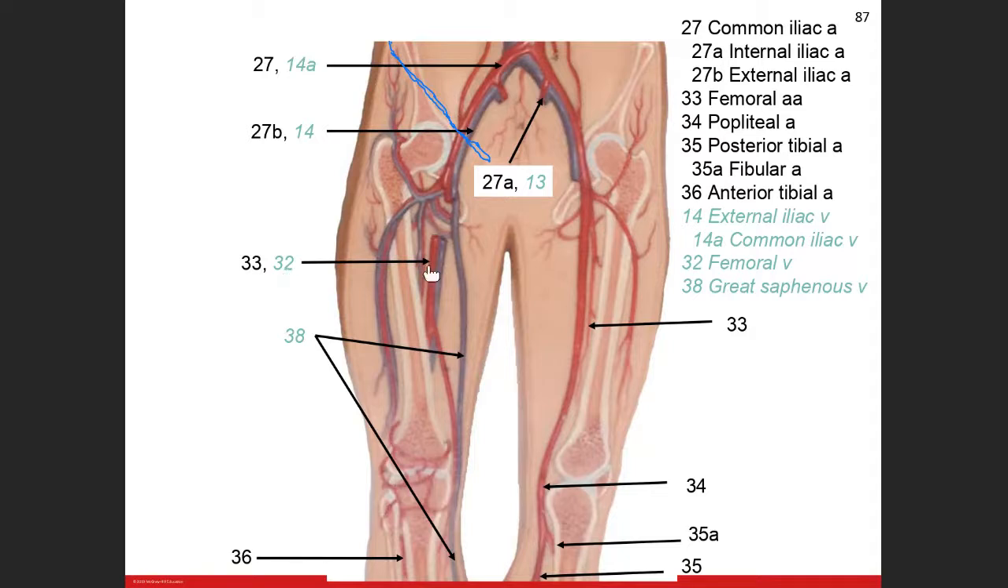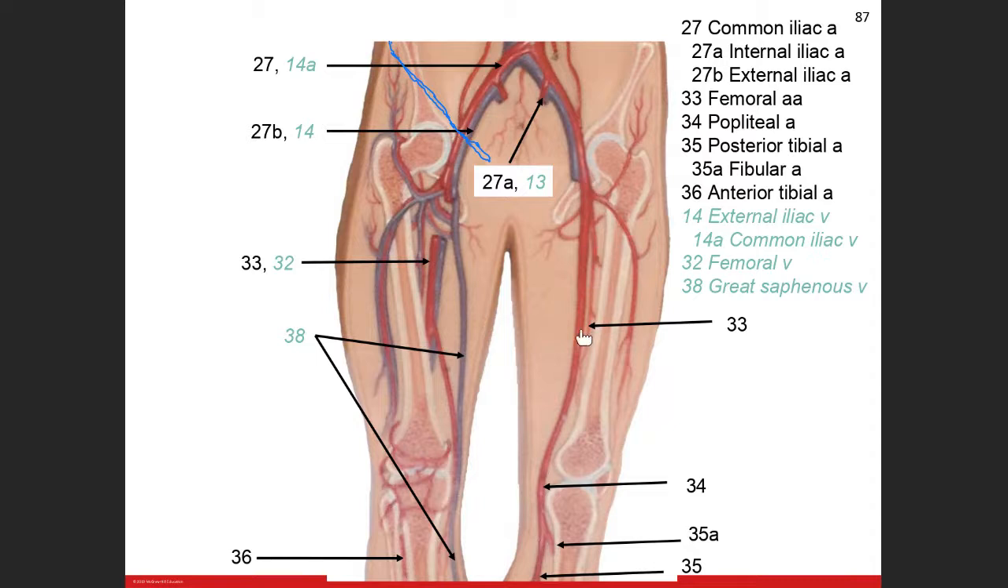So 33 and 32 is going to be the femoral, or specifically the right femoral artery and the right femoral vein. Now going over to this side here, it's not labeled on here, but you can see this branch is coming off. That's the deep femoral artery. You don't have to know that, I'm just showing because we talked about it. This artery is going to supply all these structures in the thigh.